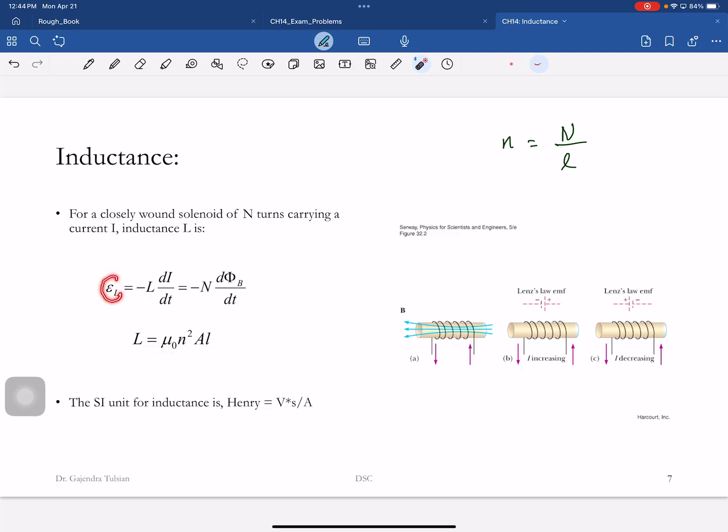And the self-induced EMF is proportional to the time rate of change of current, and the proportionality constant is called the self-inductance. The negative sign just tells you that the induced EMF is in the opposite direction of the time rate of change of current. So if the current is increasing in this direction, the induced EMF is in the opposite direction. The units of inductance are henries, after Mr. Henry, and it's volts second per ampere.